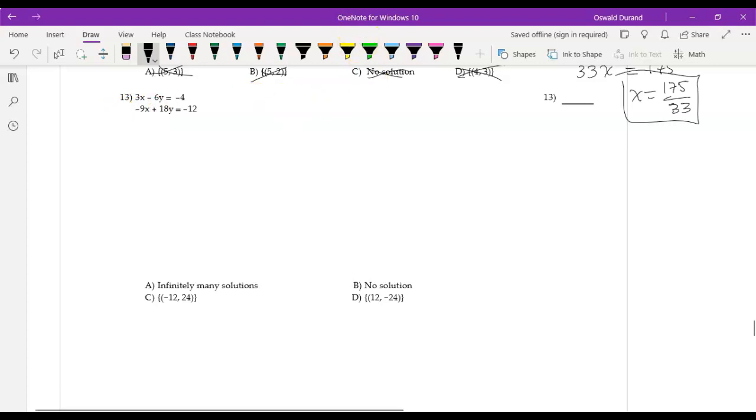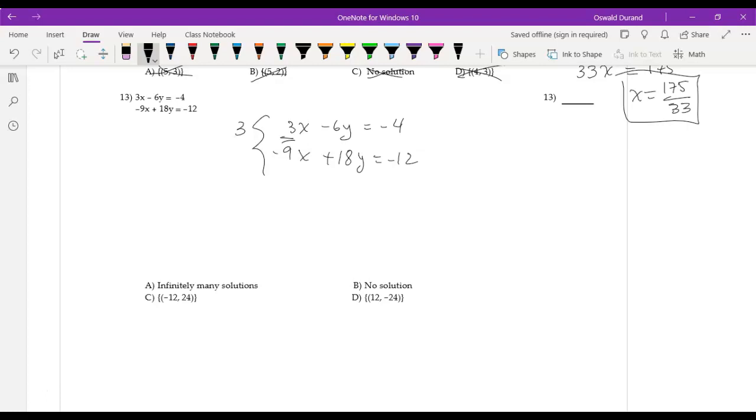Let's do number 13 here. We have 3x minus 6y equal to negative 4, and then we have negative 9x plus 18y equal to negative 12. Here, if you add vertically, nothing cancels out, not the x term, not the y term. So let me find a multiple. 3 is a factor of 9, so I can multiply the first equation by 3, so this becomes positive 9x. That's exactly what I'm going to do.